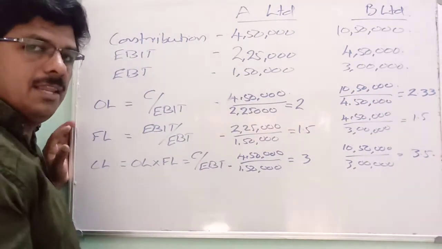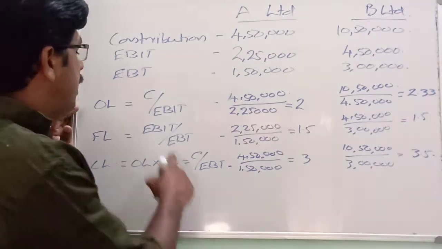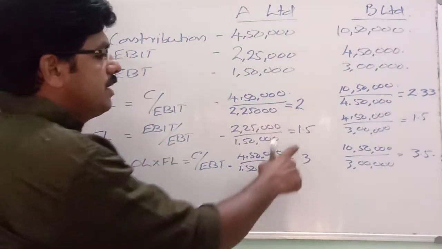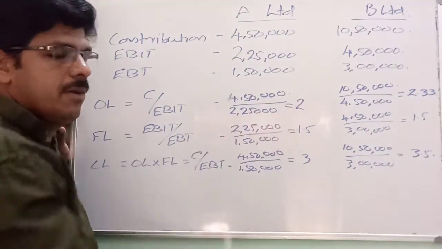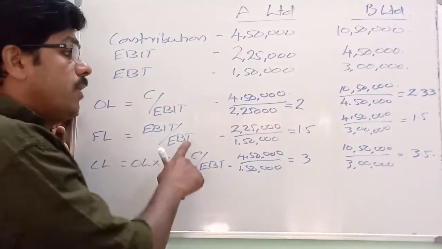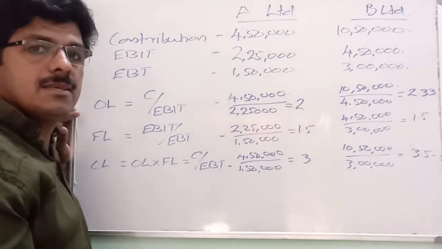And here financial leverage. Financial leverage is EBIT divided by EBT. Here it is 1.5 and here also 1.5. So it remains constant at 1.5. That means financial leverage in these two companies is the same.